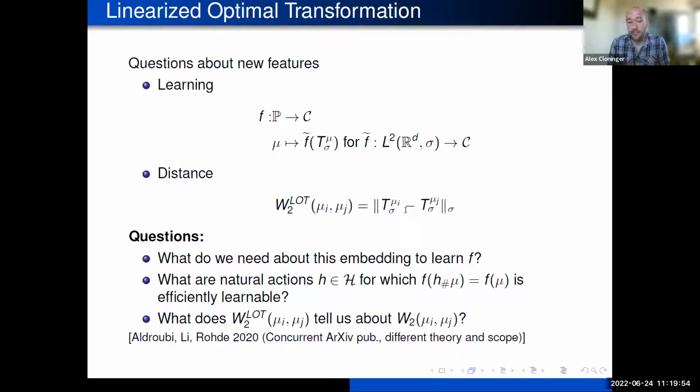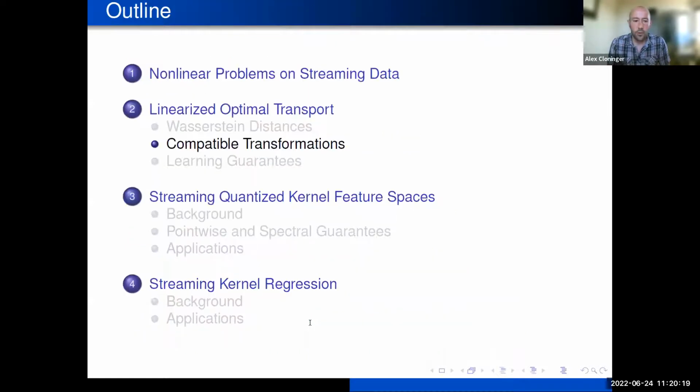But there's a bunch of questions. What can I build for a classifier? How can I transform mu and still have the classifier be kind of robust to that transformation? And what does this distance even mean? How is it related to the optimal transport distance? Okay, these are the types of questions that I'm interested in. So with that, let's talk about what we can do, okay?